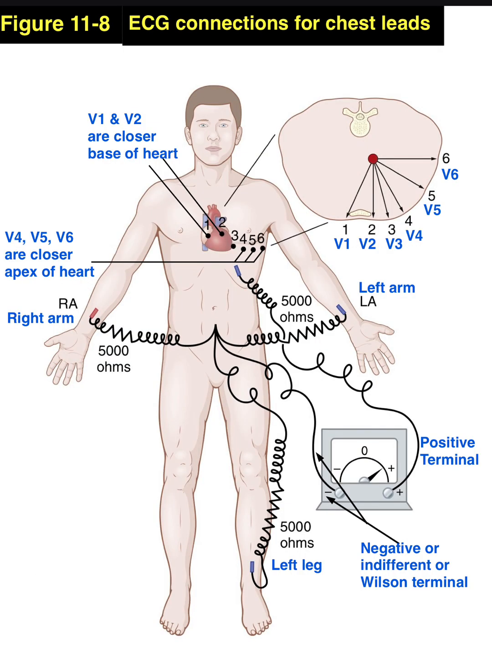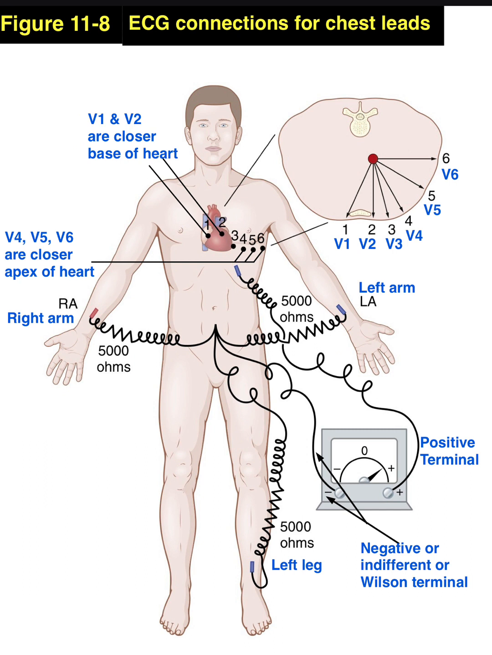This figure is about ECG connection for chest leads. There are 6 chest leads shown on the diagram. Chest leads 1 and 2, or V1 and V2, are closer to the base of the heart, while chest leads 4, 5, 6, or V4, V5 and V6, are closer to the apex of the heart.